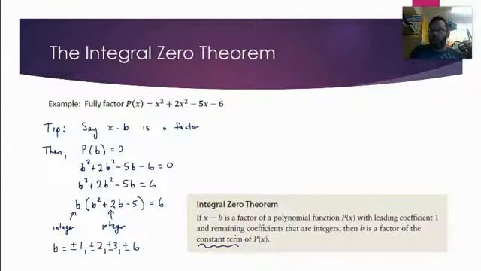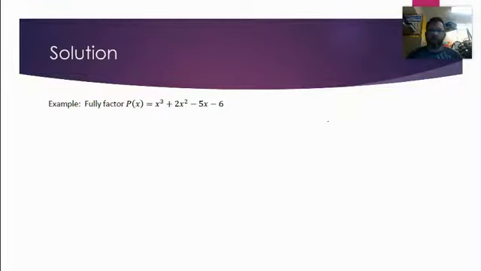So having done that, let's apply our integral zero theorem. What we want to check is different values of x until we find a factor. So we have to check plus or minus 1, plus or minus 2, plus or minus 3, or plus or minus 6. And why those? Because all those numbers are factors of the constant term 6, right? So usually we start easy and then just work your way up until you find something that works.